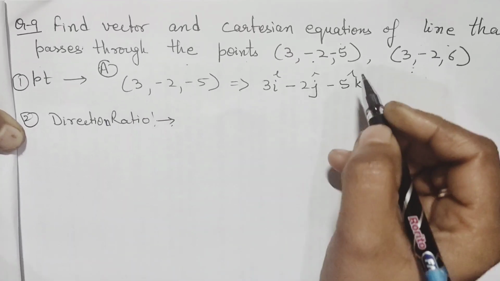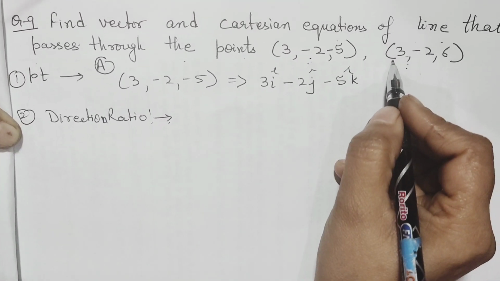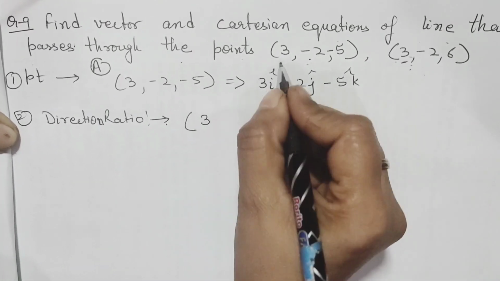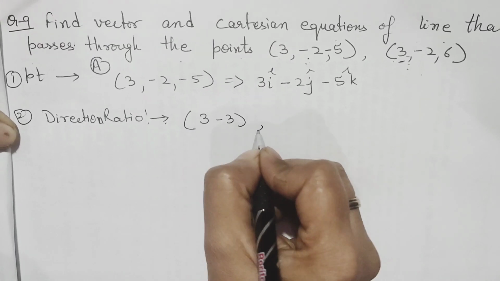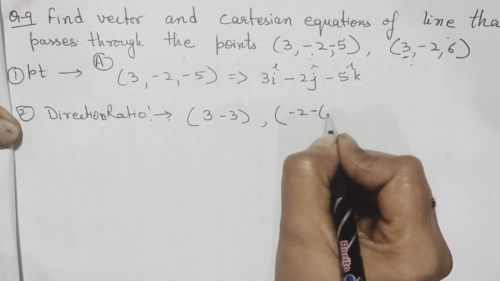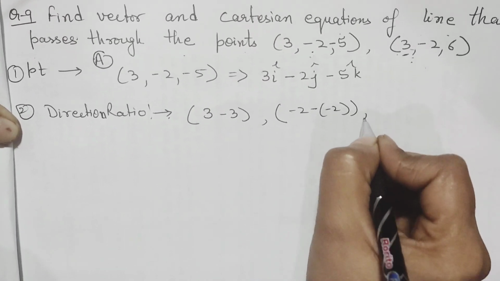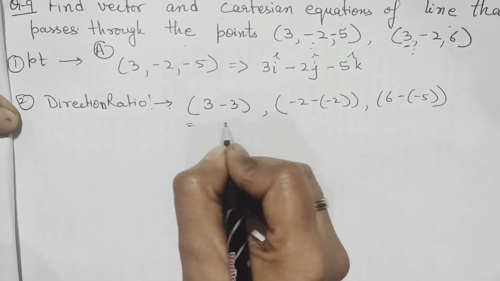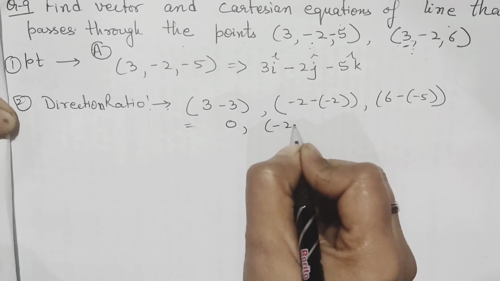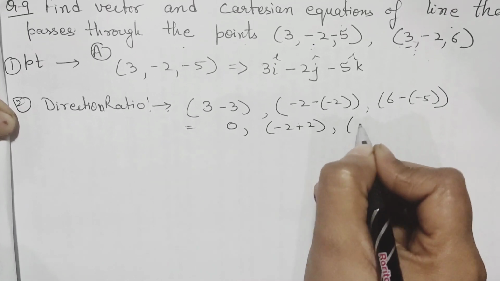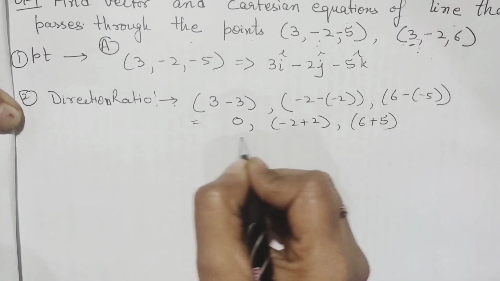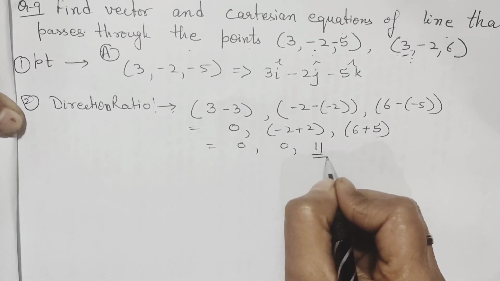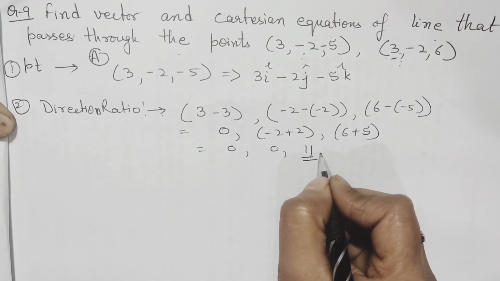How will we find the direction ratio? By subtracting these two points. Here it is 3, here again 3, so 3 minus 3 is 0. Then minus 2 minus minus 2 becomes minus 2 plus 2, which is 0. Then 6 minus minus 5 becomes 6 plus 5. So we get 0, 0 and 11. Now this is the z component.